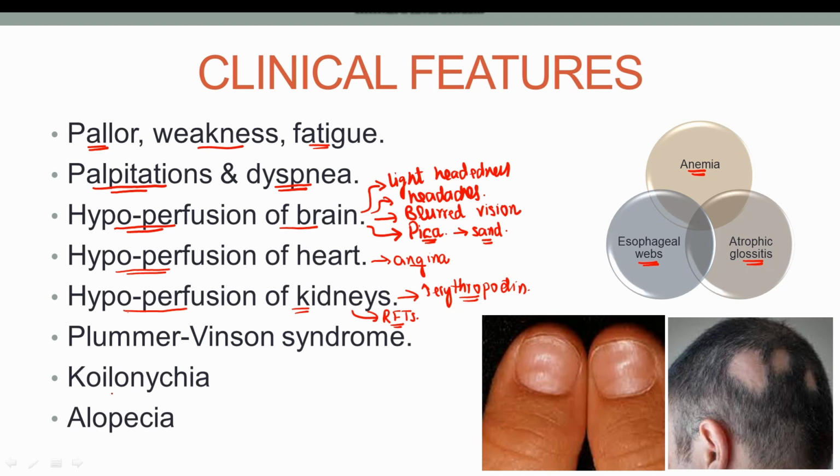The physical examination might also reveal koilonychia. Koilonychia means the loss of normal curvature of the nail bed, which in normal situations is convex. But in this case, you can see there is an indentation of the nail bed, and there is formation of a concavity, which is known as koilonychia. The patient might also present with alopecia, and alopecia means irregular loss of hair from the body.